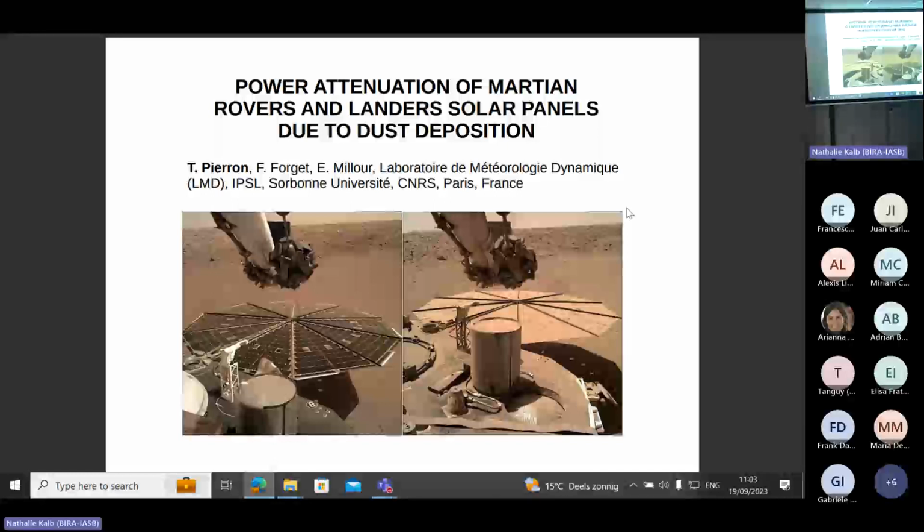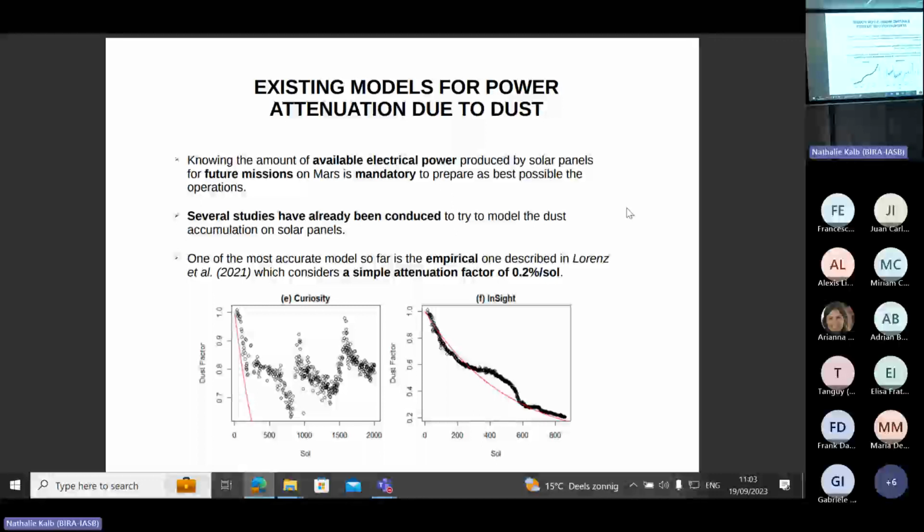I put here a little picture of an InSight solar panel covered by dust, at the beginning of the mission and at the end of the mission. You know that the mission died because of the dust on the solar panel, and there was no more electrical power for the mission. So it is really important to know the available power produced by the solar panel for future missions.